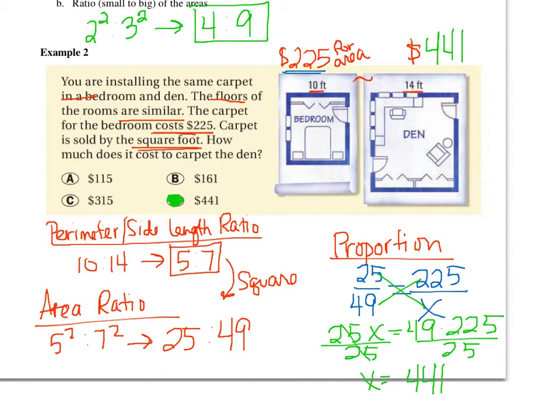So notice we used our perimeter ratio that they really gave us. We found it from the picture. We changed it to area ratio since we know our cost was based on the area of the room. And then from there, we were able to write a proportion. We're going to be doing that often, using the ratios to write proportions. Let's look at the other side of the page.